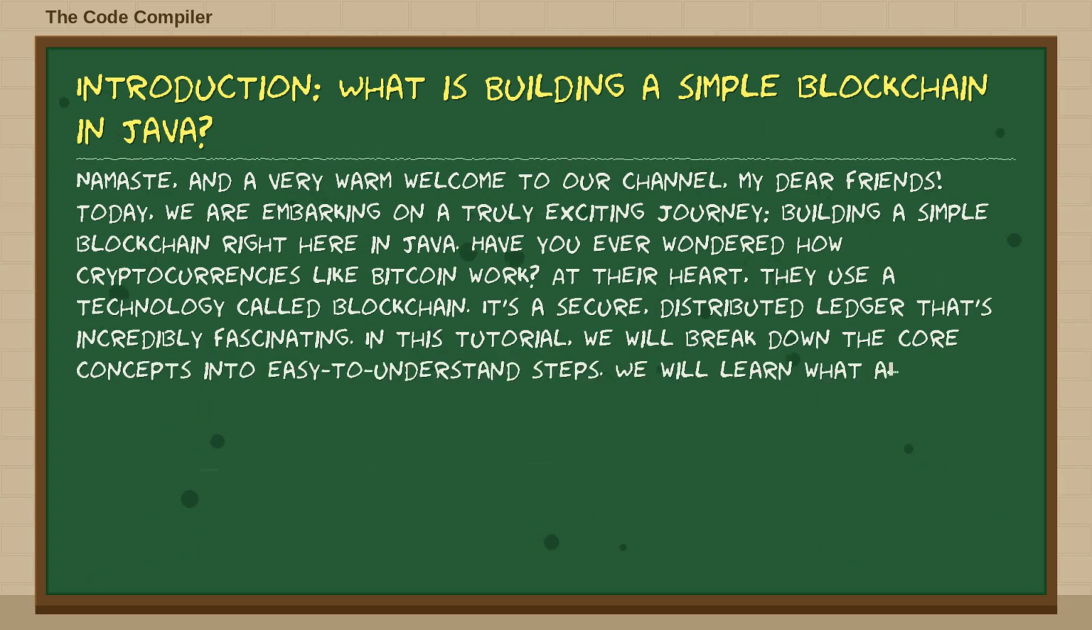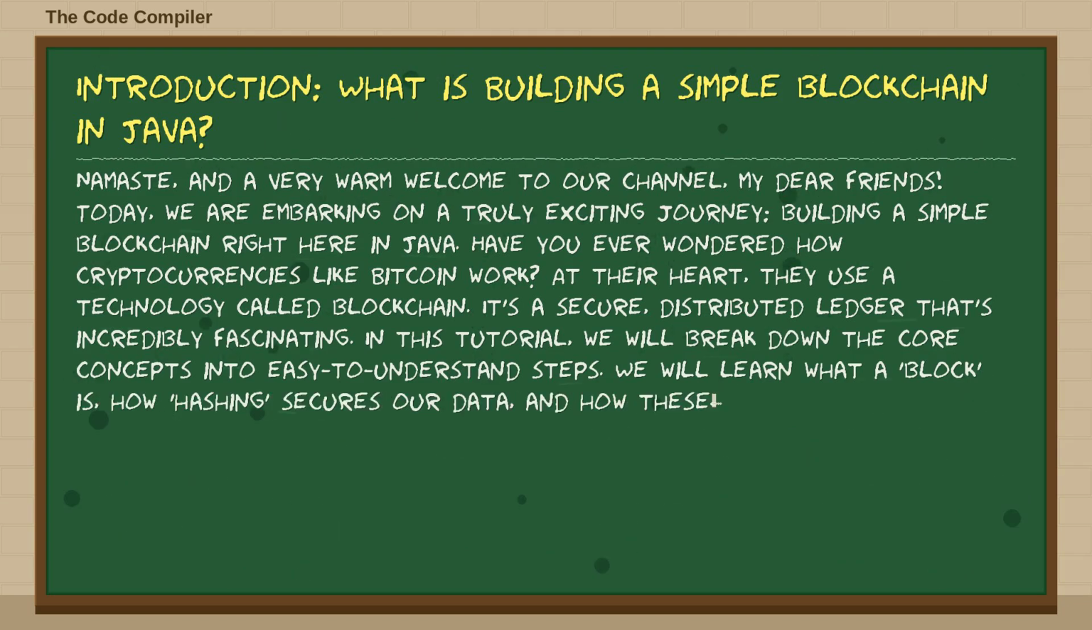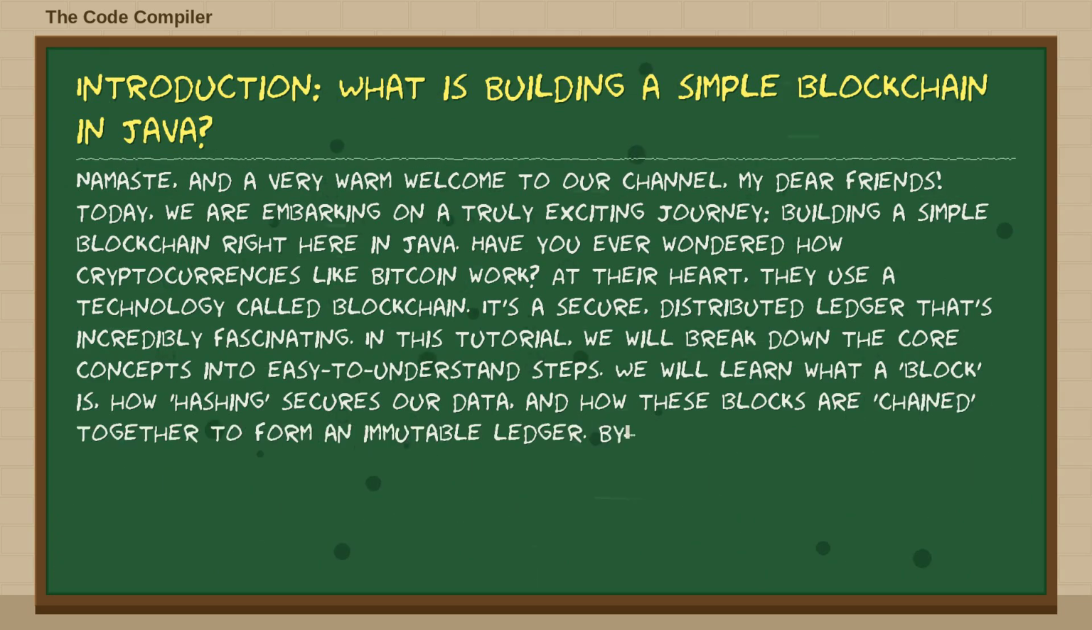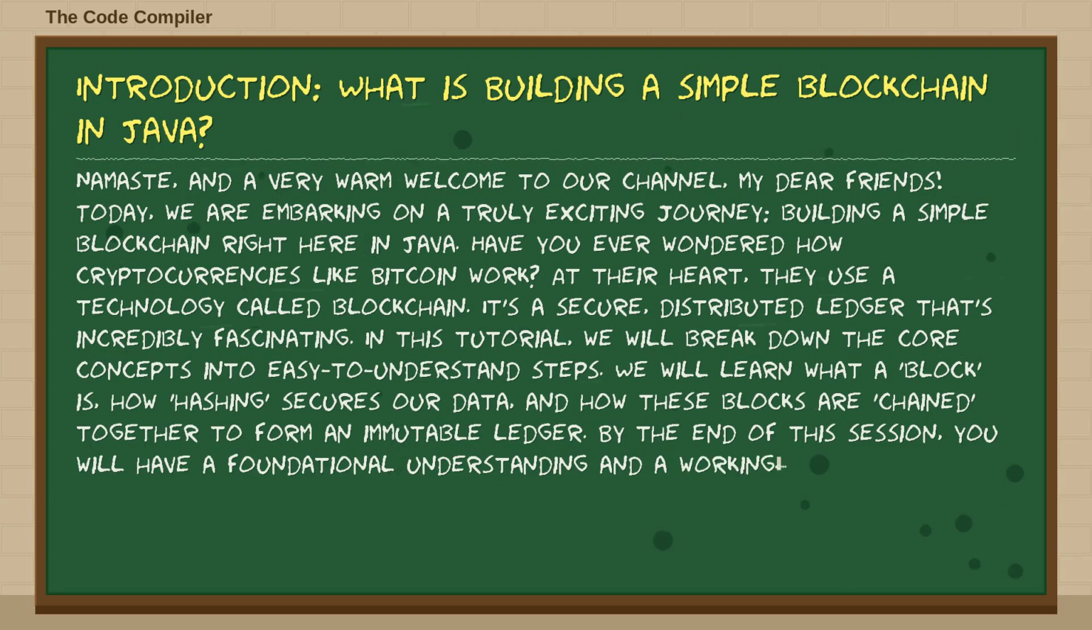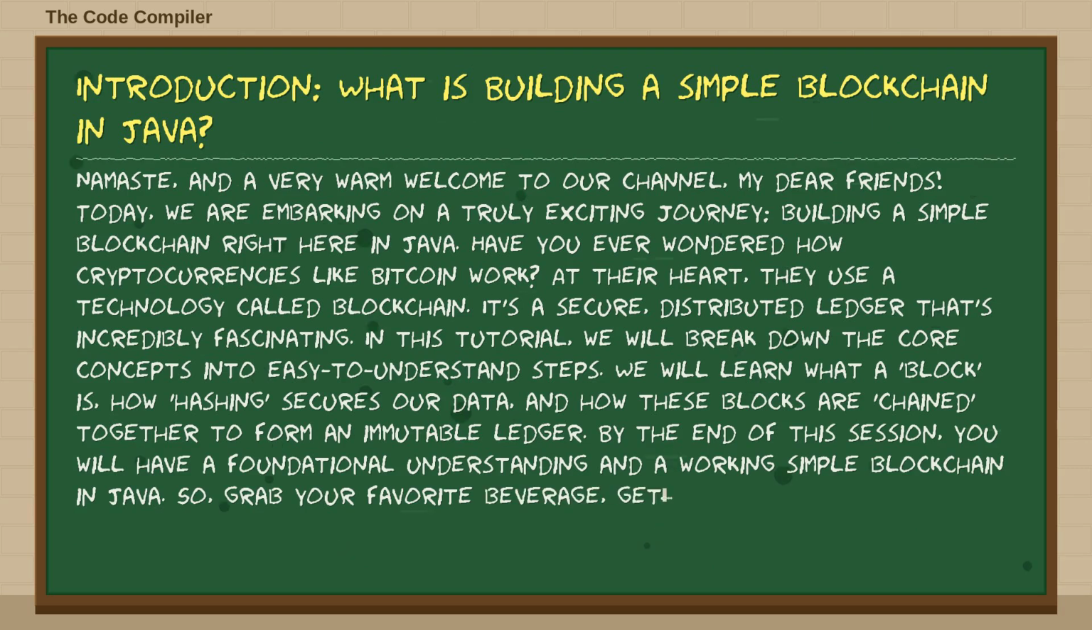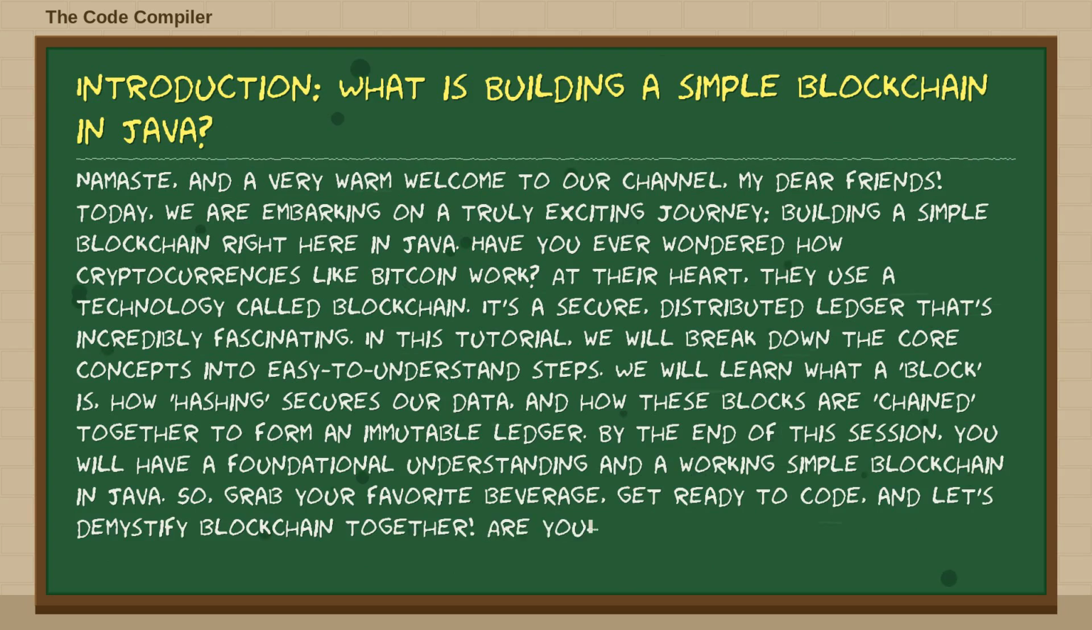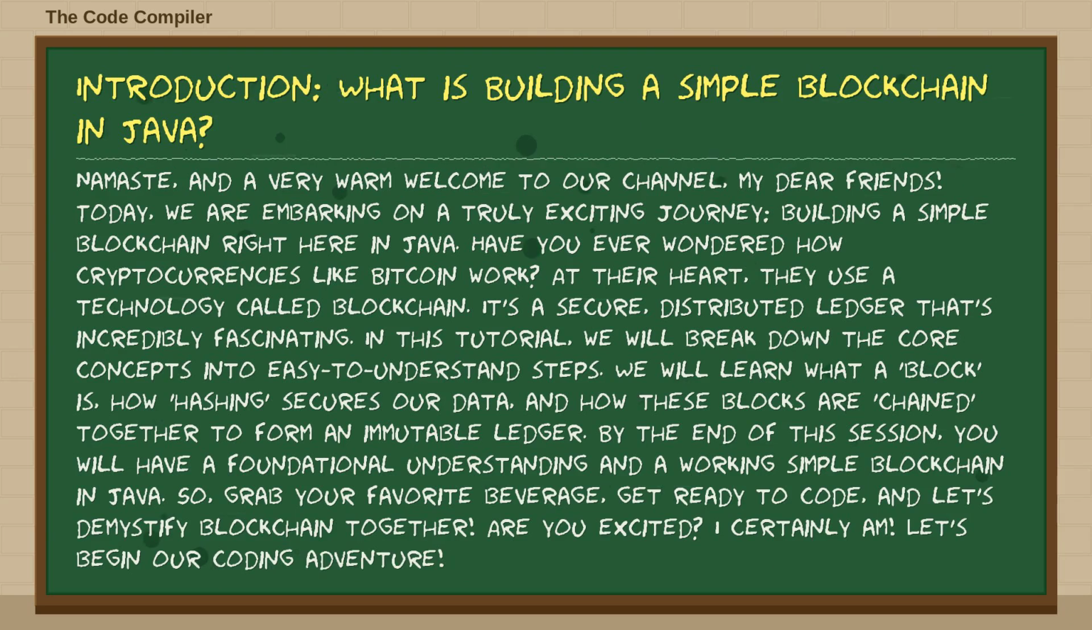We will learn what a block is, how hashing secures our data, and how these blocks are chained together to form an immutable ledger. By the end of this session, you will have a foundational understanding and a working simple blockchain in Java. So, grab your favorite beverage, get ready to code, and let's demystify blockchain together. Are you excited? I certainly am. Let's begin our coding adventure.